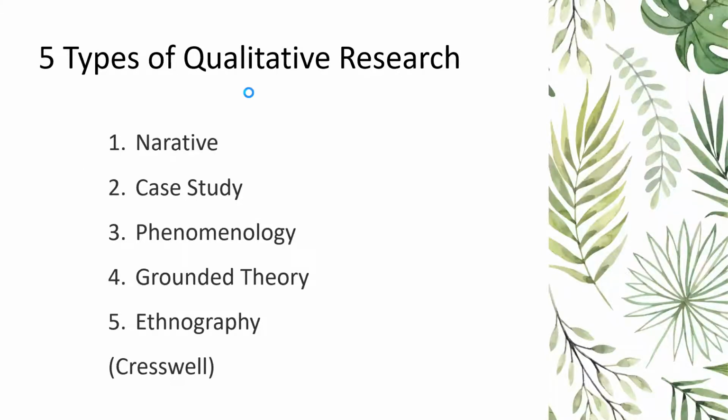In qualitative research, there are 5 types: narrative, case study, phenomenology, grounded theory, and ethnography. It's based on Creswell. In narrative, you can only tell about something, but in the case study, you can emphasize only a small thing, for example a case in education.